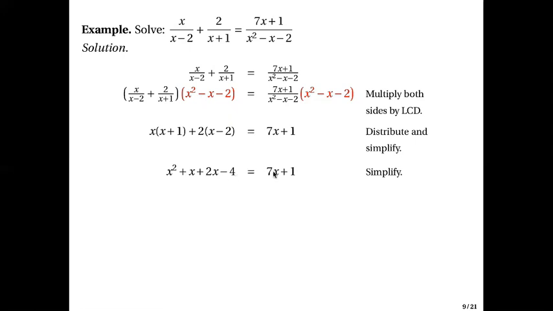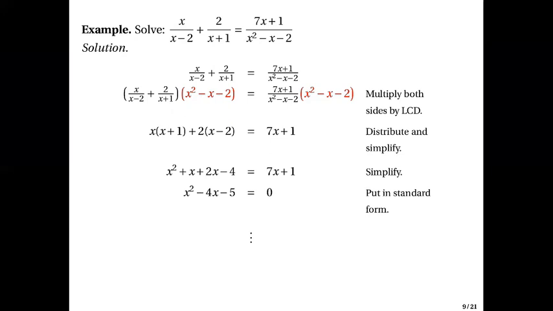So we simplify this again, and this is what we're going to get. We put this 7x on the left-hand side, and this one on the left-hand side again. Everything will be simplified to x squared minus 4x minus 5. That's the left-hand side. The right-hand side is equal to 0. Okay?